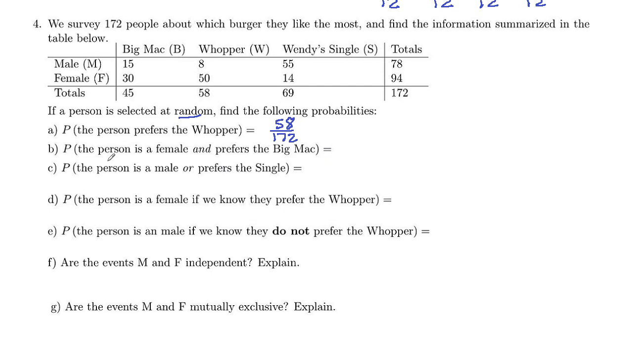And what is the probability the person is female and prefers a Big Mac? So the females are this row right here. And the people that like the Big Mac are that column right there. And notice the overlap, 30. So and is the overlap. They're in both. So that would be 30 out of 172.